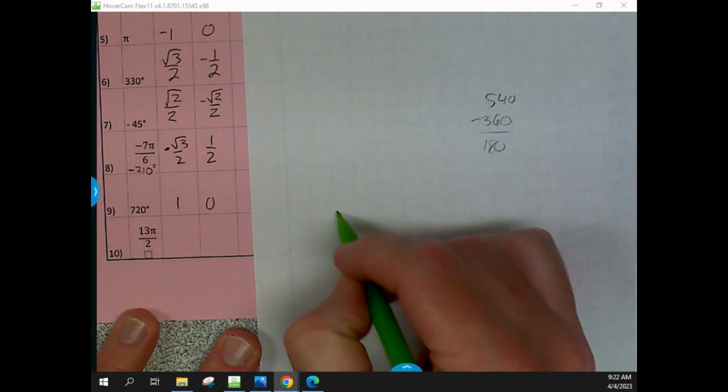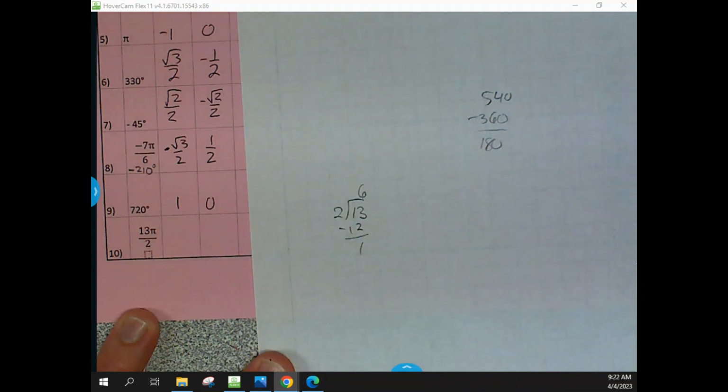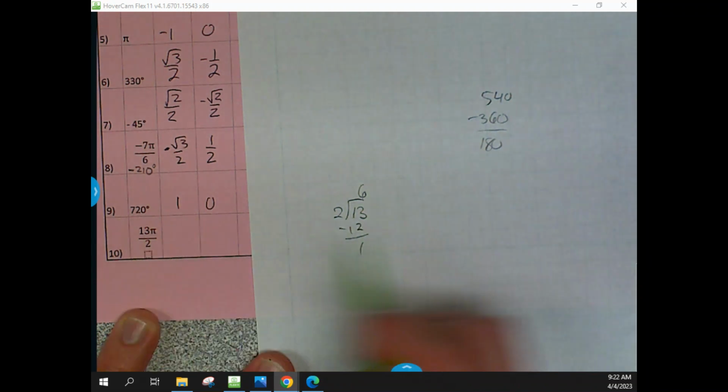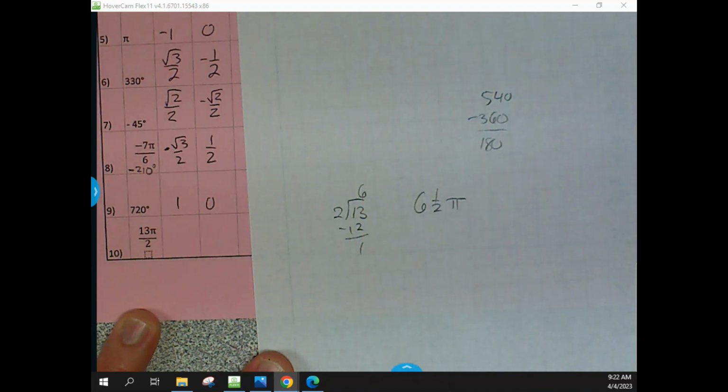All right, and then the last one, which is probably the hardest one on here, 13 pi over 2. You've got a couple options you can do on this one. You can either leave it 13 pi over 2, or you could change it back into a mixed number. So if we change 13 pi over 2, that'd be 6.5 pi. And that may not help, but we'll see.